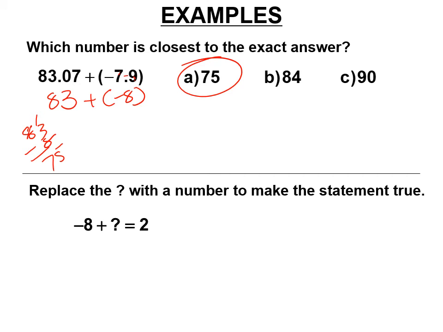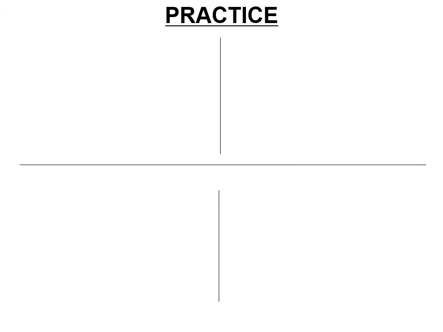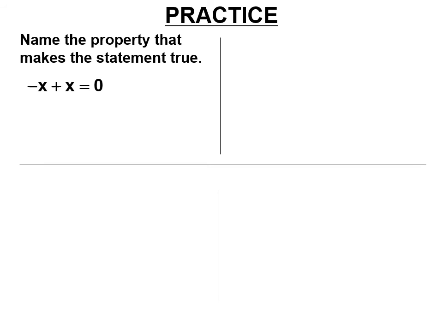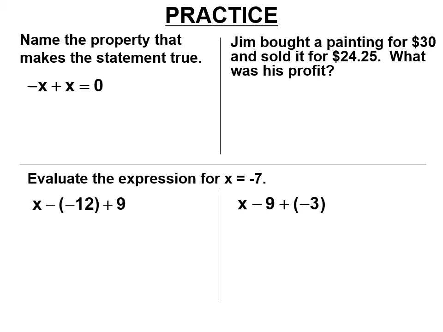So negative 8 plus what equals 2? Well, if you put 6 there, that makes -2, so it's not 6. So we got to pick something else. What would make +2? Well, I think +10, right? -8 plus +10 would equal 2, so the question mark has to be 10. So I've gone over pretty much everything you need for the test. All right, so practice.